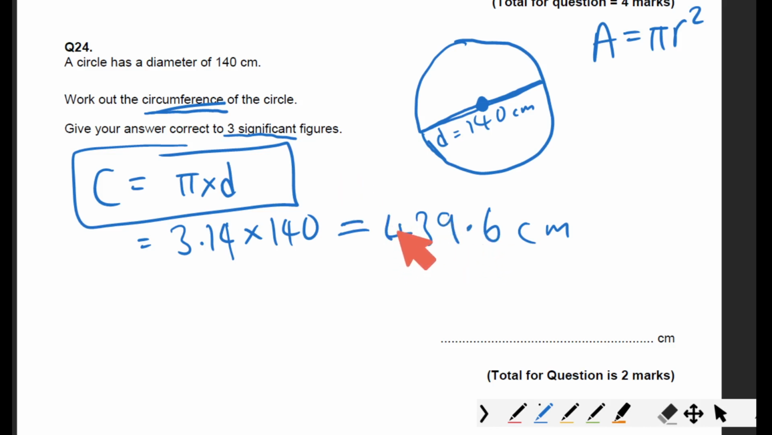3 SF means don't look at the third digit, look at the digit after it, which is the fourth one. First, second, third, fourth. Ask yourself the question, is it 5 or more? Yes, it is. So what happens to the 9? It rounds up to a 10, so you carry the 1. 3 add 1 is 4, so 439 rounds up to 440. That's 3 SF.